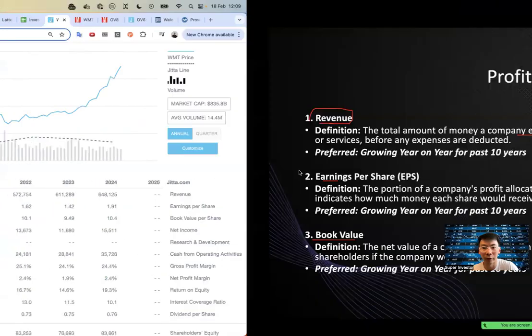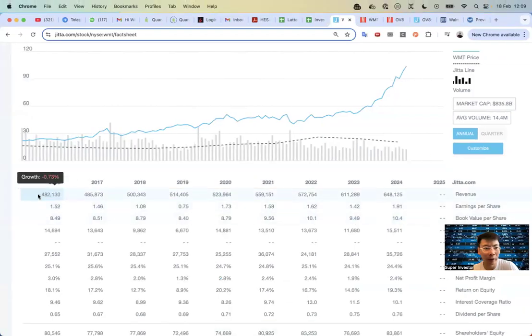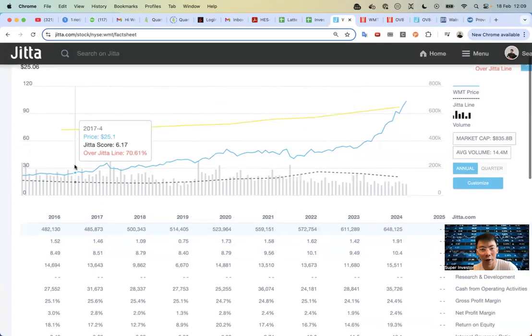One thing important about revenue, you can see the revenue is growing year on year for the past 10 years. I want it to be growing. So let's take a look. Is it growing? 2016, 17, 18, from 482 billion to 485, 500, 514, 523. Pretty obvious it's growing. If you click on it, they will show you a yellow line.